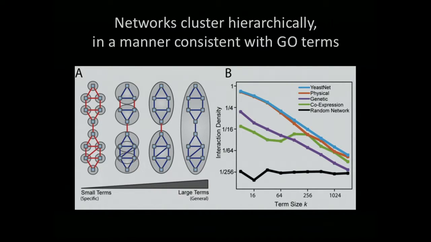Through essentially a glorified clustering procedure that I'll get into in just a second, but the idea is if you agglomeratively put dense interaction networks together, you can begin to define a hierarchy of clusters, and the question, of course, is whether those correspond to Go.